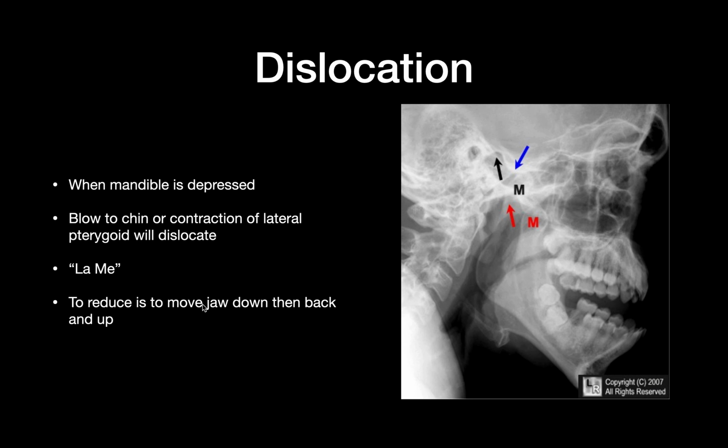So in order to reduce it, you, the clinician, will put your fingers in the patient's mouth, avoiding the teeth. You will not put your thumb between the teeth, but between the lips and the outer gingiva, and move the jaw down and then back up in a scooping motion in order to reduce the dislocation. That's it for now.